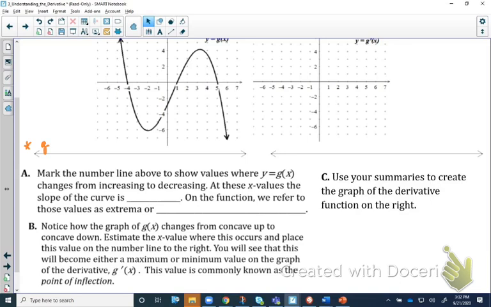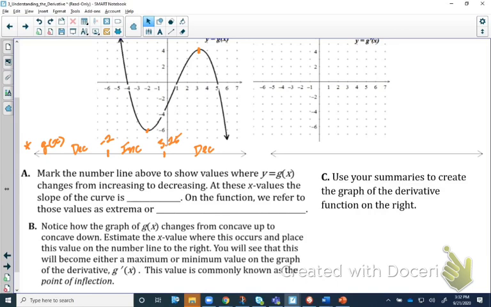Here is my function g of x. We are decreasing until we get to about negative 2, because that's where the function turns around and starts going back up. So it's increasing from negative 2 to just a bit past 3. We'll say it's increasing to about 3.25, because I'm just estimating. And then it starts decreasing again all the way through infinity, okay?